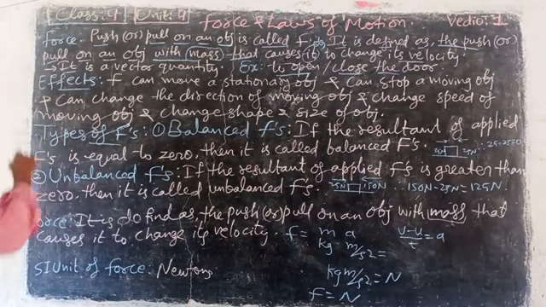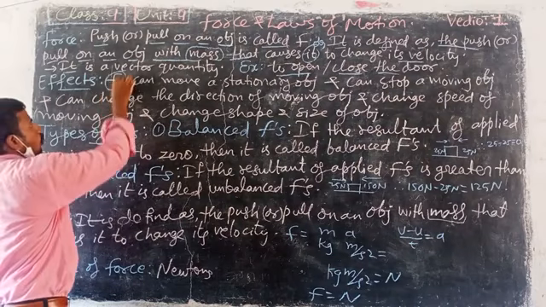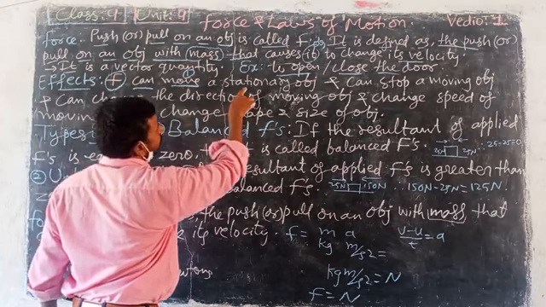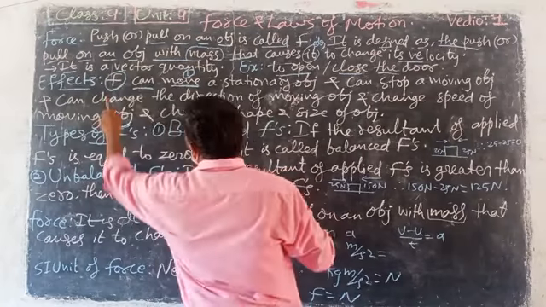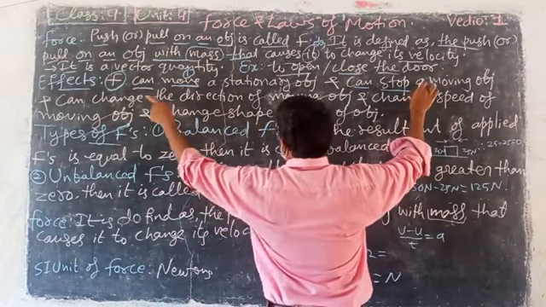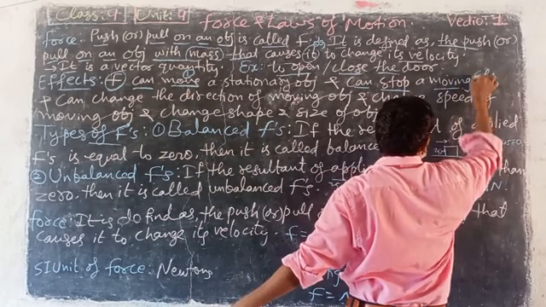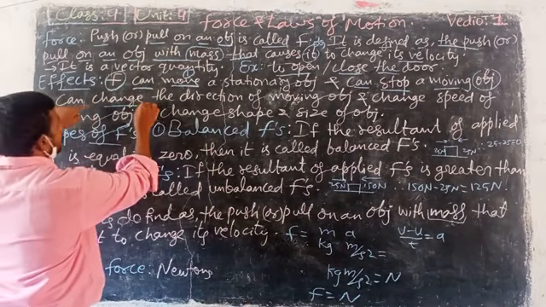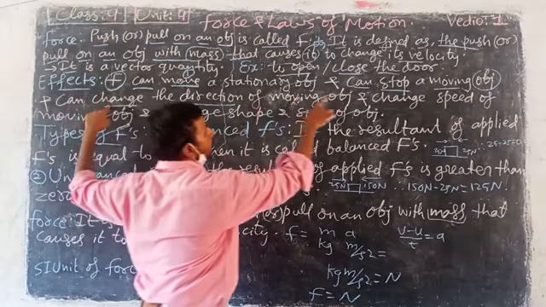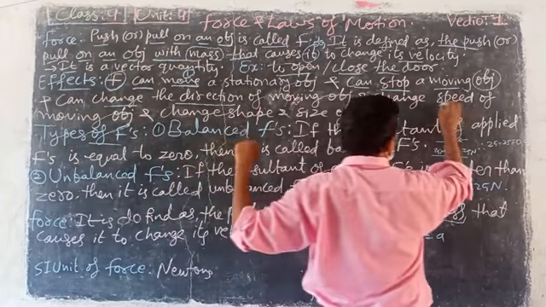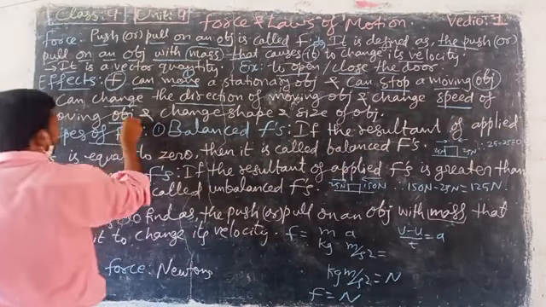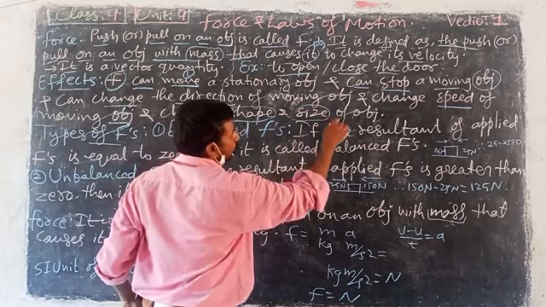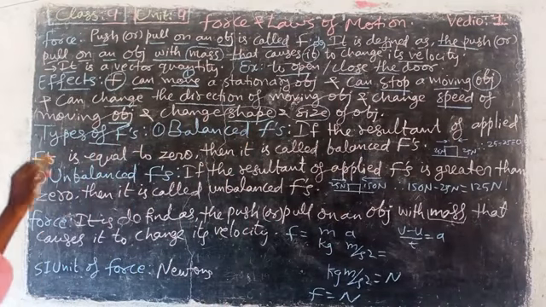Next one is effects. What are the effects of force? That is important. Force can move a stationary object, and force can stop a moving object. Force can change the direction of a moving object. Force can change the speed of a moving object. Force can change the shape and size of an object. These many things can be done by force.